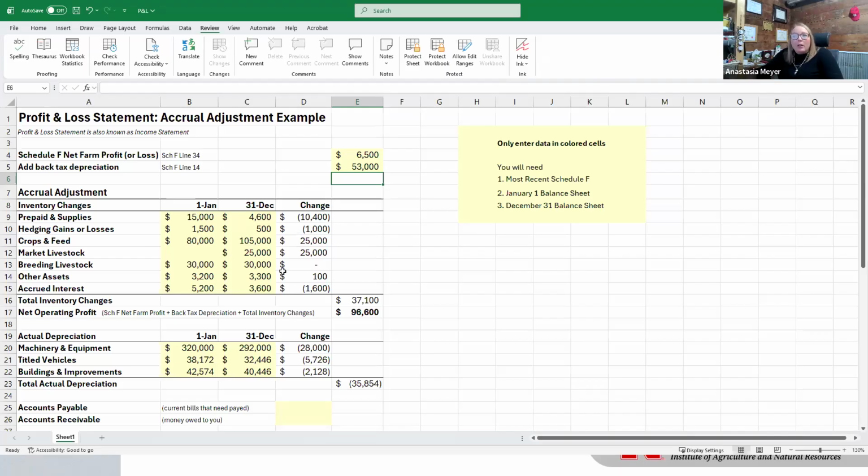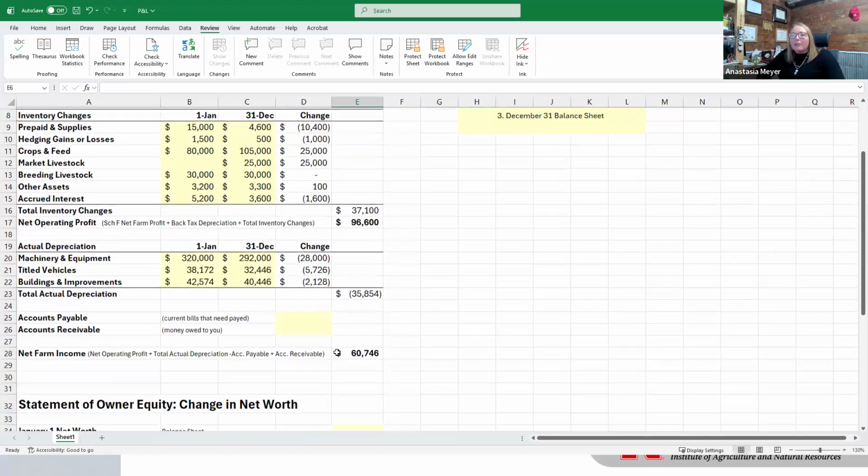So it's important that we look at how our inventory changes, and that's why this accrual adjusted profit and loss statement is so important. So on this profit and loss statement, we have total inventory changes of $37,100. Okay. Great. So we have our net operating profit, everything with our inventory changes, our tax depreciation added, and then our true farm profit or loss. So it's saying here that we actually made $96,600, but we have to take in some expenses as well.